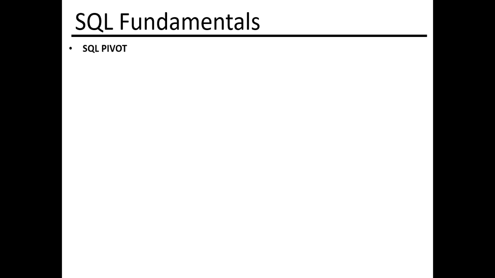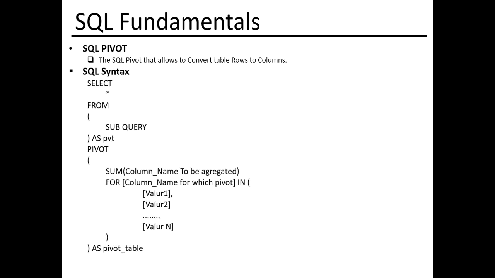SQL Pivot. The SQL pivot allows us to convert table rows to columns. SQL syntax: select star from subquery, then pivot, then aggregation function. It will be average, it will be sum, then for column name for which pivot, in column 1 value 1, value 2, then value n, then alias pivot table.